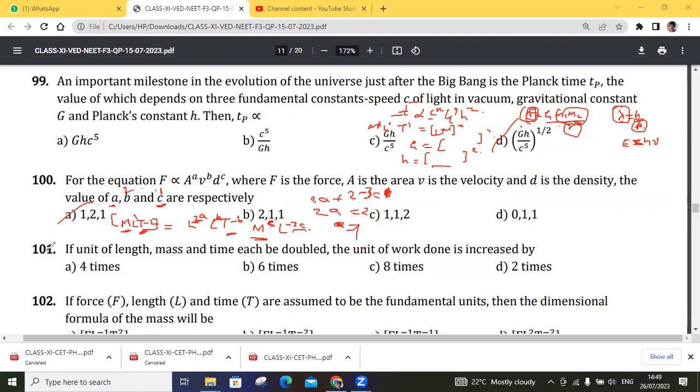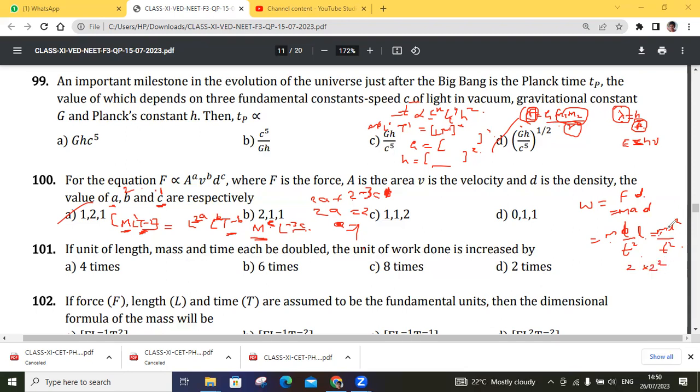Then, if the units of mass, length and time are each doubled, the unit of work done is increased by. So work done is force into displacement. Force is mass into acceleration, into displacement. Acceleration is length by time square and displacement is length. M is mass. So mass, length and time: M L square by T square. So the units are doubled, so it becomes 2 times.